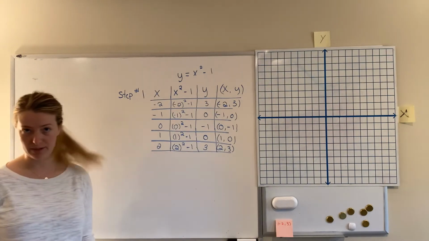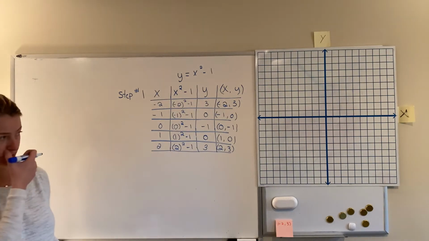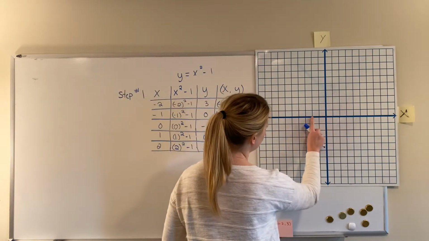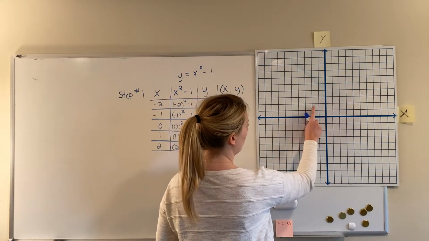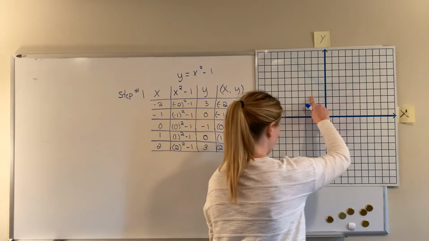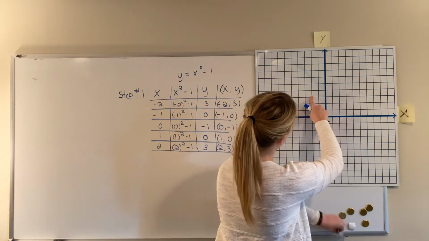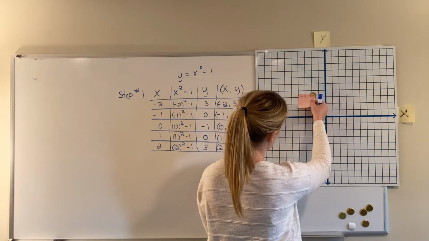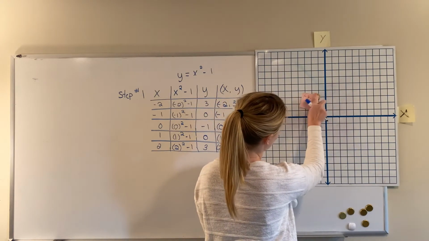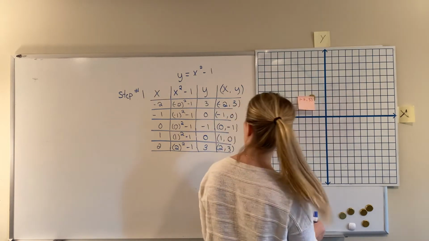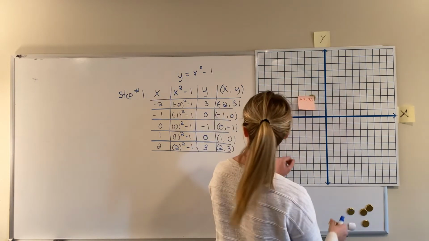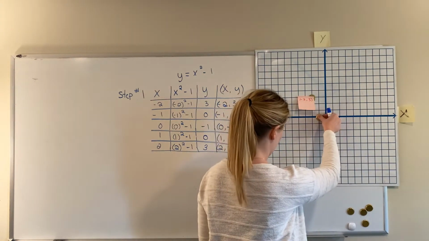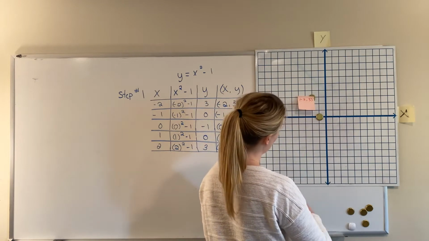So now that we've done step 1, step 2 is to graph each point. So if we start here, negative 2, 3, 1, 2, up 3, 1, 2, 3, and our point goes right here, and then I made a little post-it note to go on top that hopefully you can see. There we go. Our next point is negative 1, 0. So negative 1, but y is 0, so we don't move down. We just go right there.